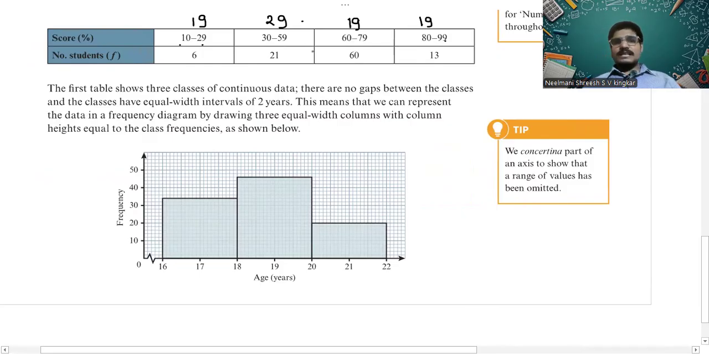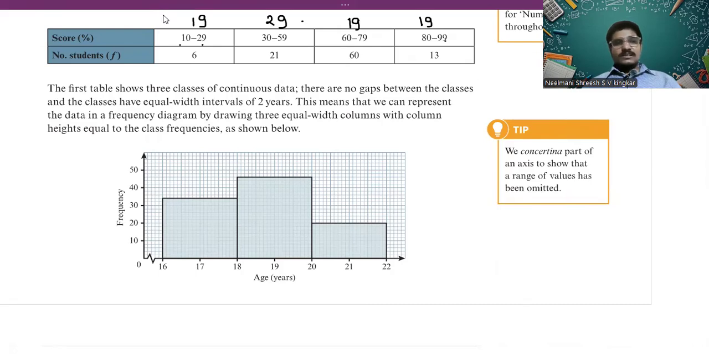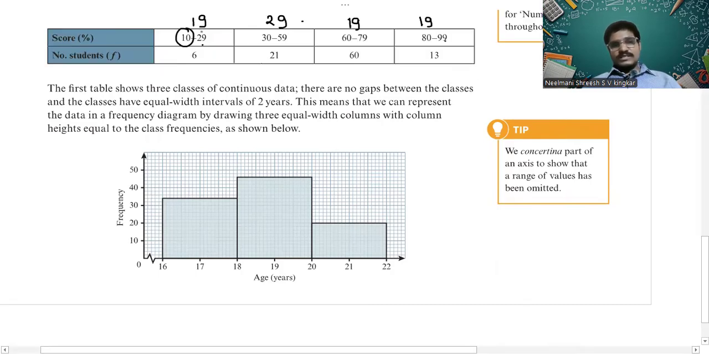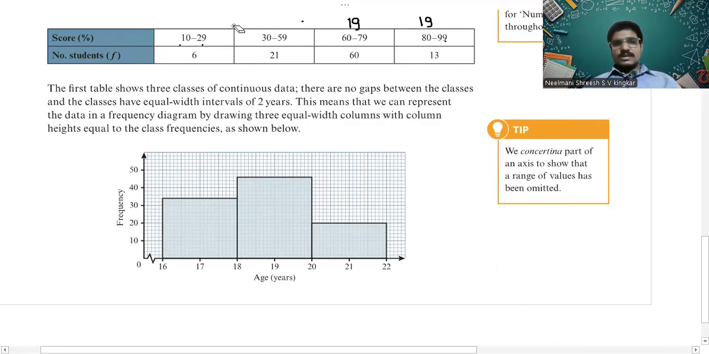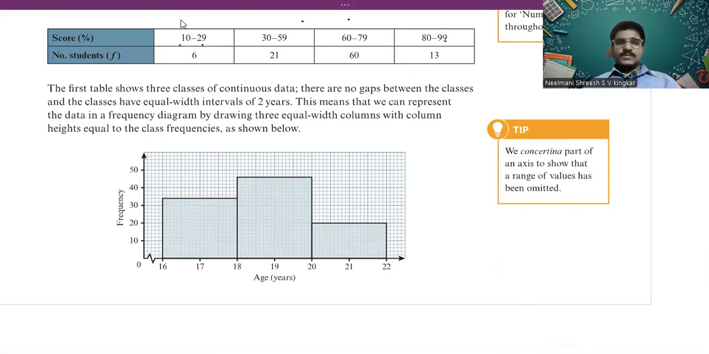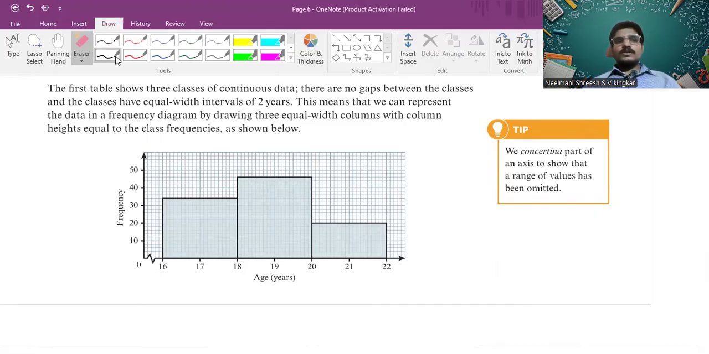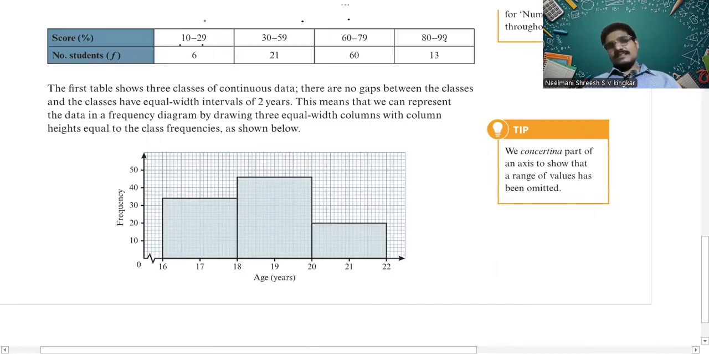One more important part is that, since I told you it should be continuous data, as you can see, this is not continuous data. So the very first thing you have to do here is to make this data continuous. How will you do this? You will take this data like this. So it would now become 9.5 to 29.5. This will become 29.5 to 59.5.